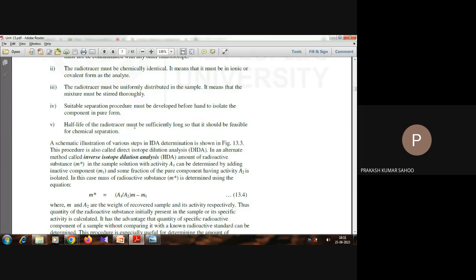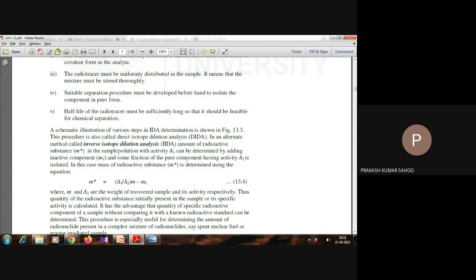A suitable separation procedure must be developed beforehand to isolate the component in pure form. The half-life of the radiotracer must be sufficiently long so that it is feasible for the chemical reaction. So these things are there. Then we have inverse isotope dilution analysis. The procedure above is also called the direct isotope dilution method, that is the first one.